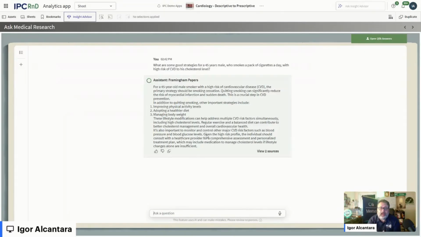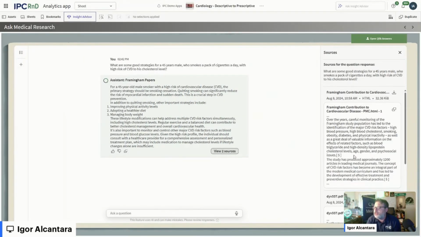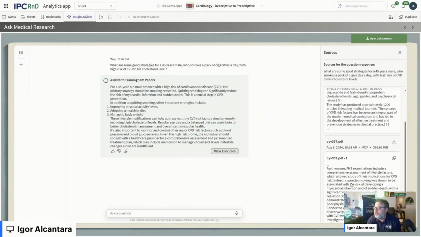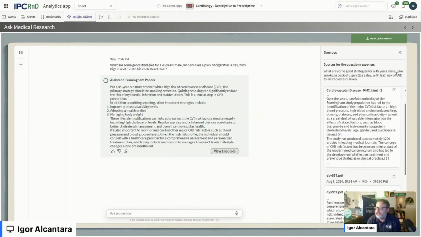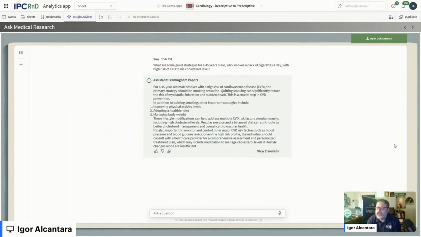But with Qlik Answers, you don't have to trust it. You can verify. This answer was based on 2 sources. You can come here and verify the sources. Wow, there are 2 papers, and I know exactly where in the paper the source for this was found. Pretty good. So we have some strategies on how to handle cholesterol.